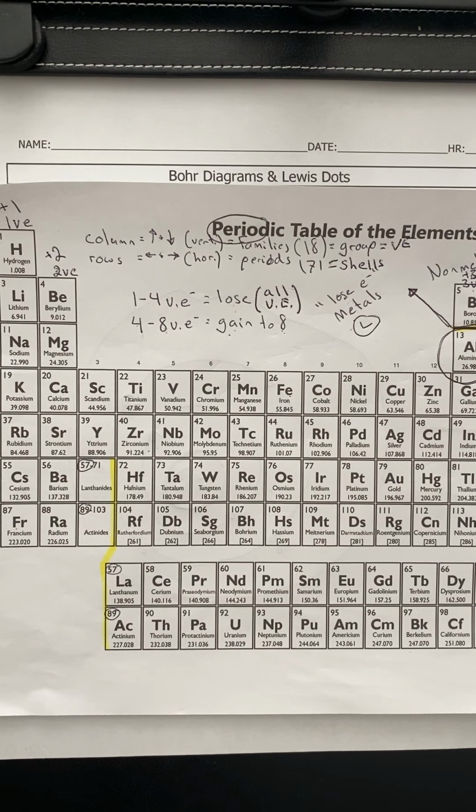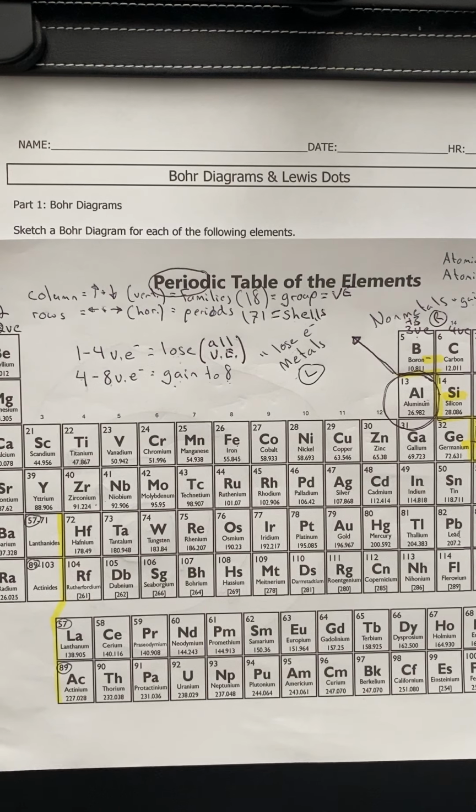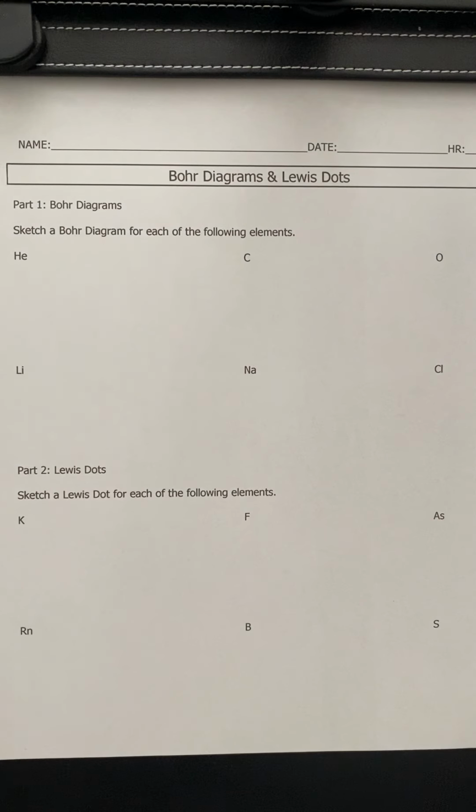If I talk to you about groups or families, that should mean something, as well as periods and rows. If that's all like, yep, got it, let's get a move on, fantastic. If not, you're going to want to revisit some of our previous discussions. So with that being said, we've got two things here that you should be able to do.